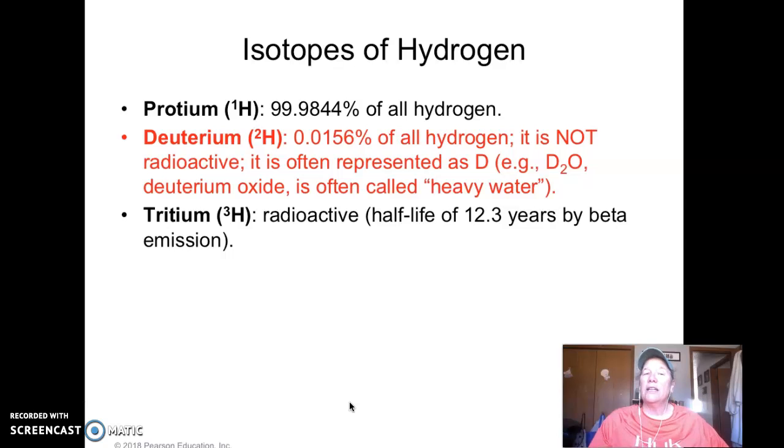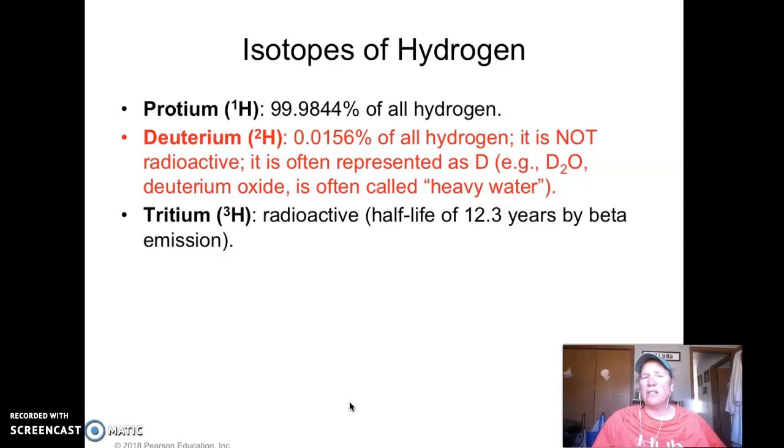Deuterium, its mass is 2, which means it has one proton and one neutron. You can see it's a small amount. It is not radioactive, but they often call it heavy hydrogen water because of what else it combines with.